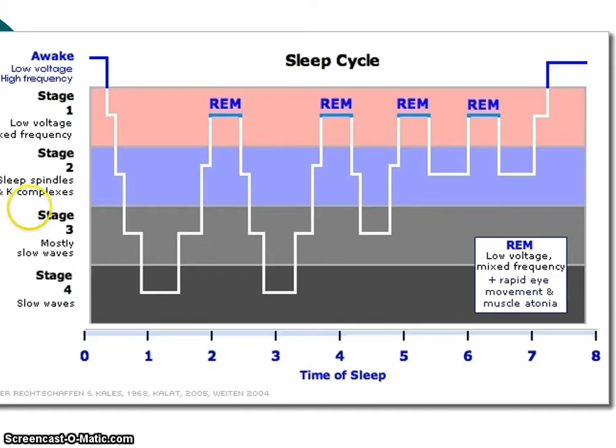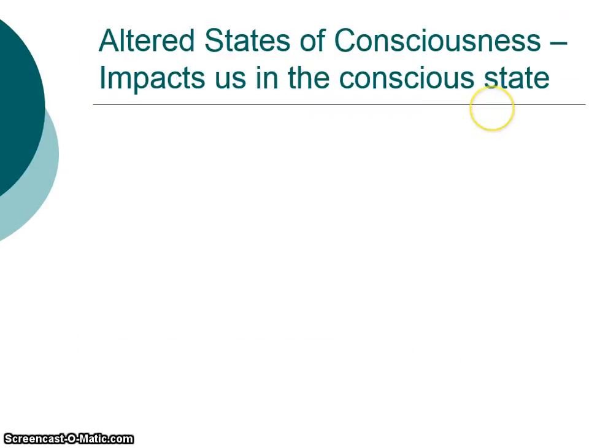Sleep cycle, this came from your book. Keep in mind that as we go down, stage 3 and 4 have now been combined and called deep sleep, but see how they get shorter throughout the night, where REM gets a little bit longer.